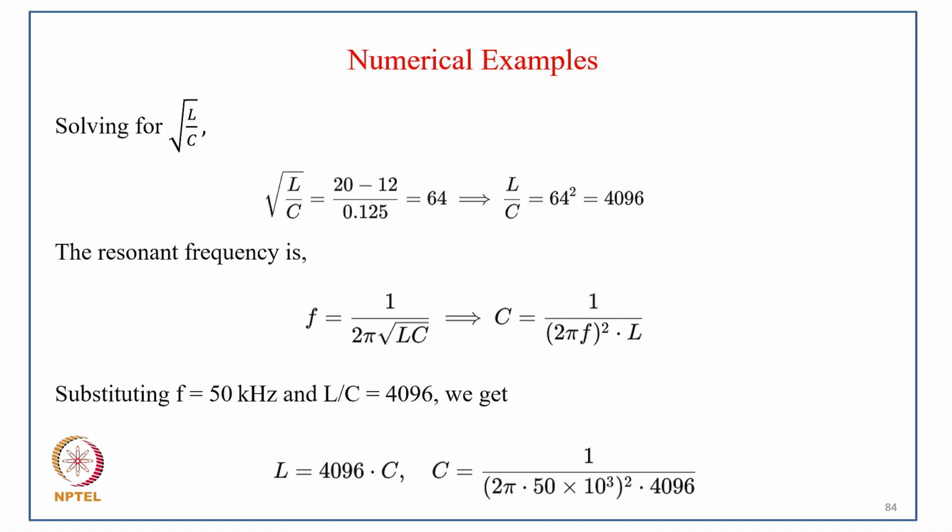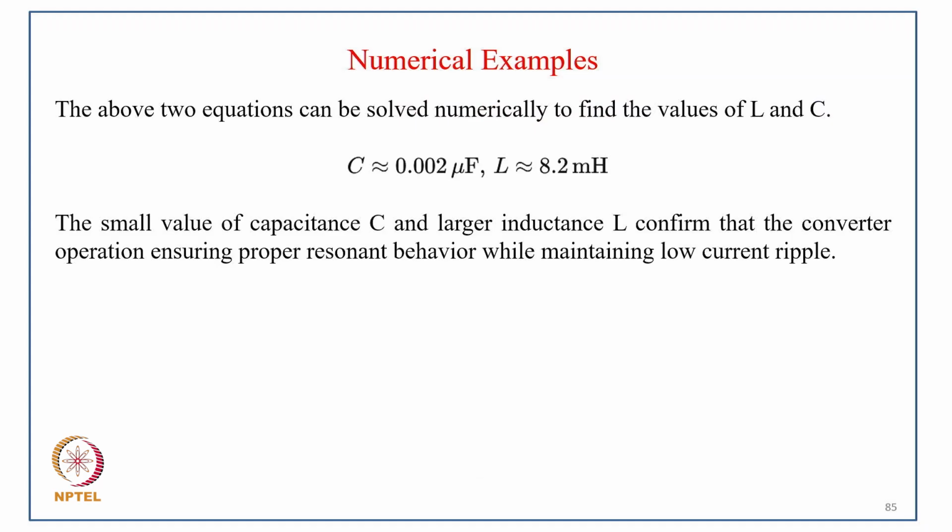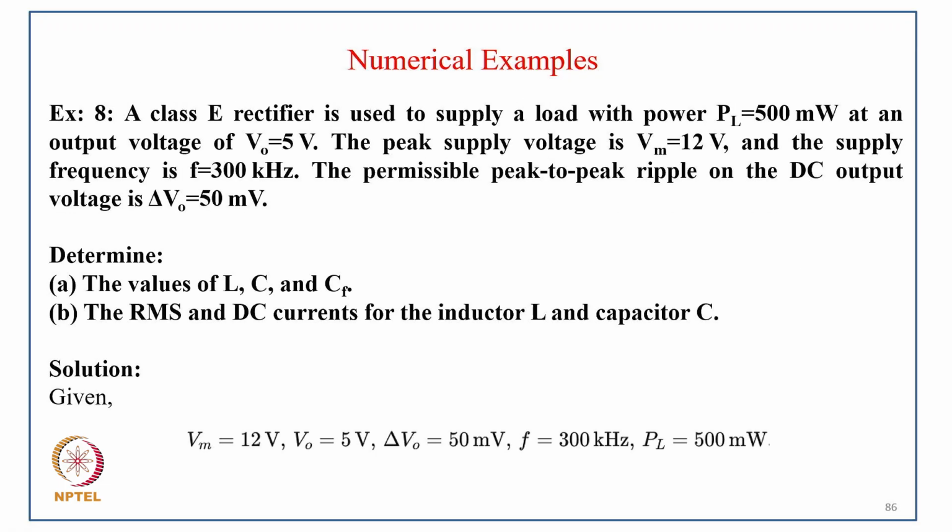So it comes from this, we get under root LC, and from which we get typically F equal to, putting value we get the 450 kilohertz, we get the L value equal to 4960. So C comes from here typically around 0.02 microfarad, and L comes around 8.2 millihenry. So small value of capacitor and large inductor confirm the converter operation and ensuring proper resonant behavior while maintaining the low current.